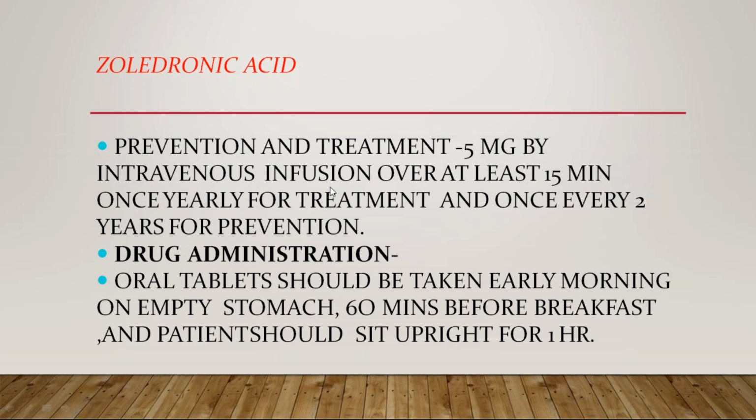And how many times can we give it? 5 milligrams intravenous, around 15 minutes duration, once a year. Once a year only we can give, not twice or thrice. Only once a year we can give zoledronic acid. If the patient has severe osteoporosis, then we can give it once at a time. If the patient needs it for prevention, they can give it once every 2 years. Every 2 years for prevention sake we can give.